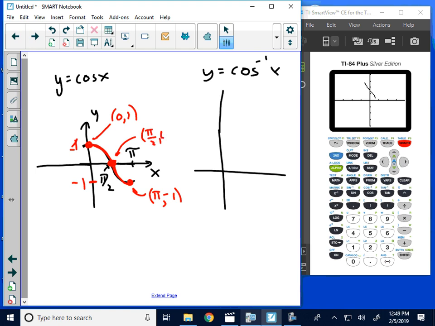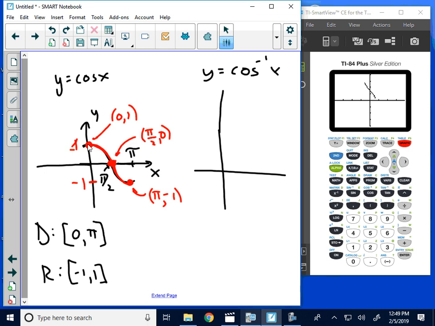If we wanted domain and range, not terribly hard to do. We restrict the domain from 0 to pi. The range, we know it's a wave, so negative 1 to 1. When we go to the arc cosine or the cosine inverse, all these points get swapped, x and y.